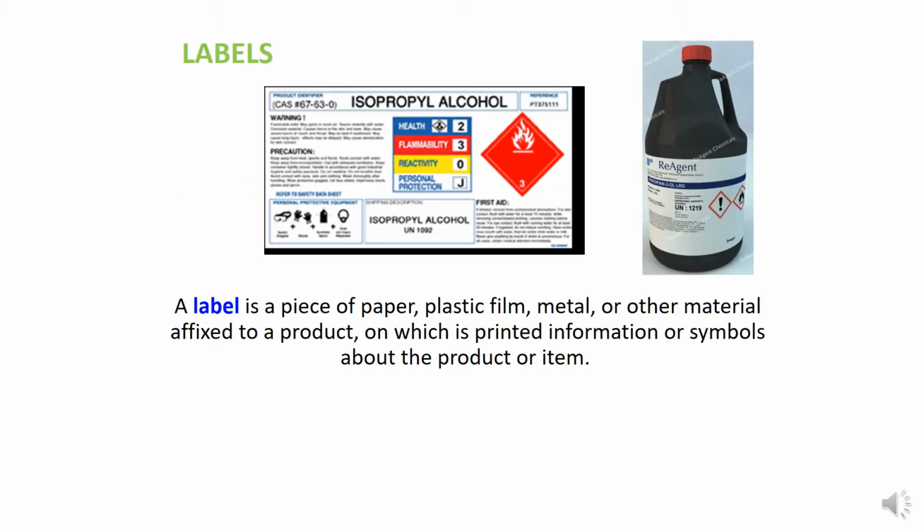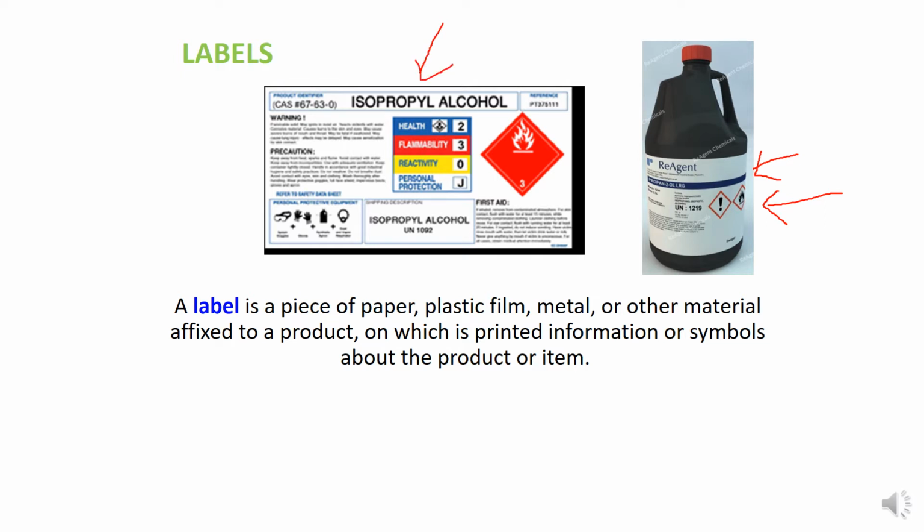So what actually is a label? A label is a small piece of paper, or maybe it's made of plastic film or metal or any other material, that is pasted or affixed on the product. So you can see here, this is called a label because it contains basic information as well as symbols of the particular product. Okay, so this is called a label.